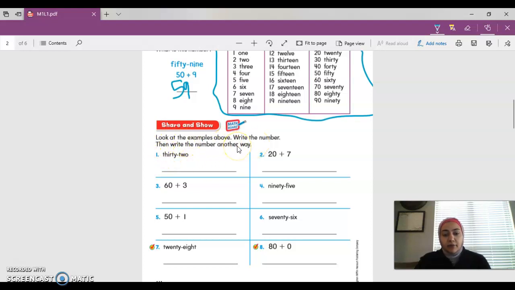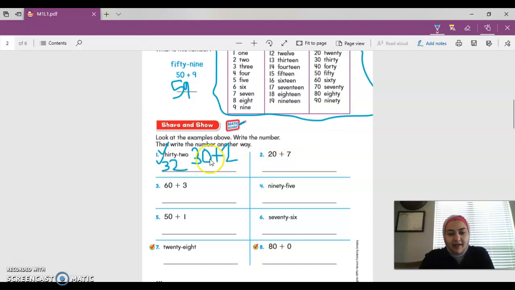Then write the number in another way. So they want you to write the number, and then they want you to find another way to write the number. So number 1, it says 32. So it says it in words, so we're going to write it in the number form. 32. So it's already in word form. It's already in number form. Now we have to write it in expanded form. Well, 32 is the same as how many tens? 3 tens, which is the same as 30, plus 2, because there's 2 ones. 30 plus 2. Got it?